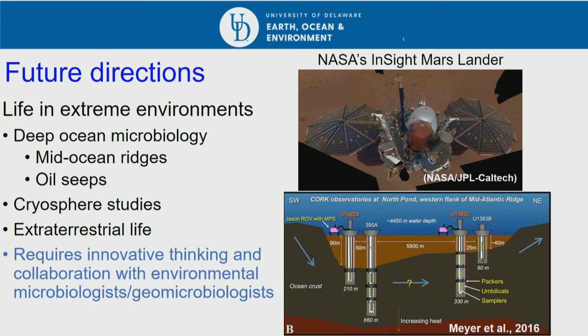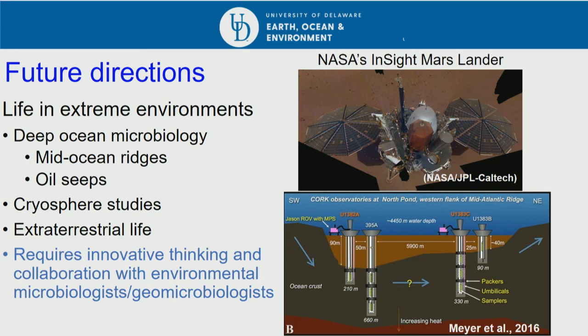So looking into the future, if you ask me where I think biogeophysics is going, I really think there's a chance for us to interface with astrobiology studies. For example, we know that we have the NASA InSight Mars lander, and it's going to be conducting the first geophysical investigations on Mars. And the question then is, can we, in fact, also put geophysical sensors on some of these landers to look for microbial life on Mars?